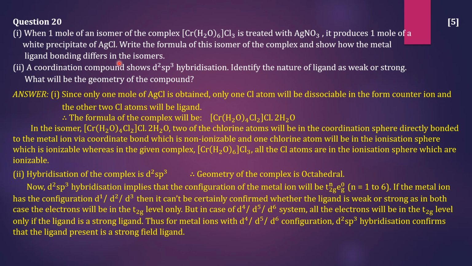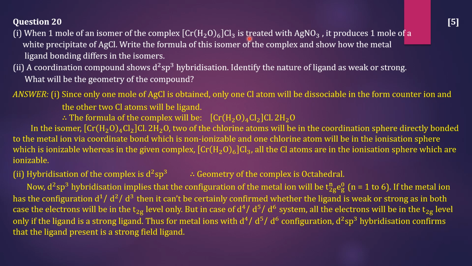Question number 20. When 1 mole of an isomer of the complex is treated, it produces 1 mole of a white precipitate of AgCl. 1 mole precipitate of AgCl means you have only 1 mole of ionizable chlorine. That means outside the square bracket as counter ion you will get only 1 chlorine. So out of these 3 chlorine, 2 chlorine will go inside the square bracket for the isomer. So if 2 chlorine has to go inside, then 2 water has to come outside.